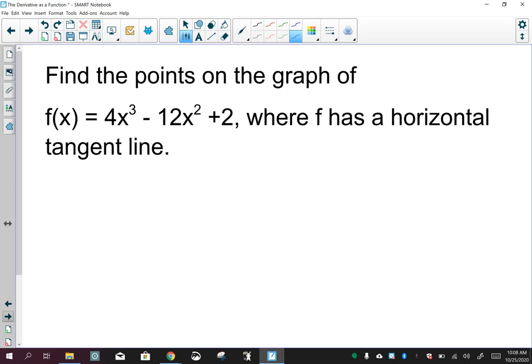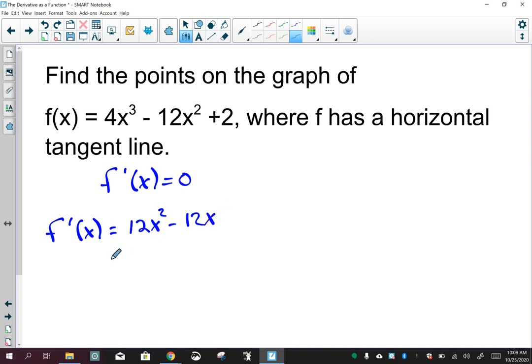Find the points on the graph where f of x equals 4x cubed minus 12x squared plus 2, where f has a horizontal tangent line. So what this means is I need to take my f prime of x and set this equal to 0 and solve. So the first thing I'm going to do is find my prime. This gives me 12x squared minus 12x.